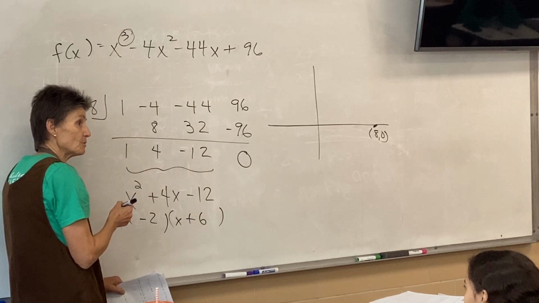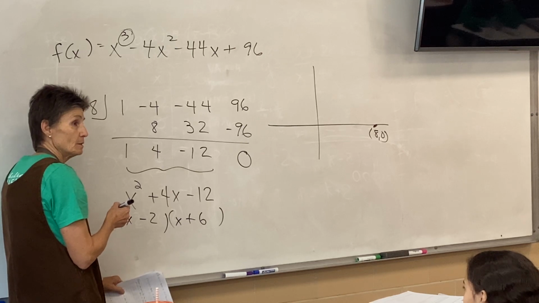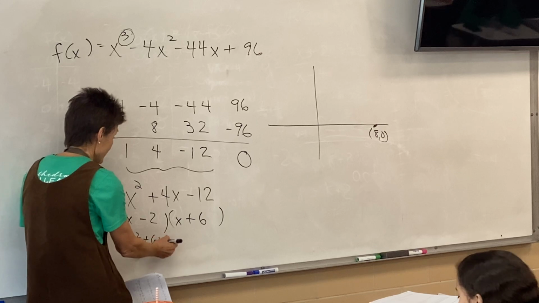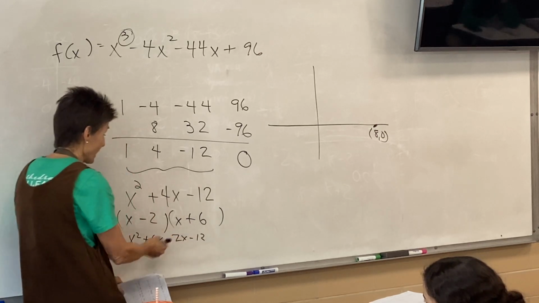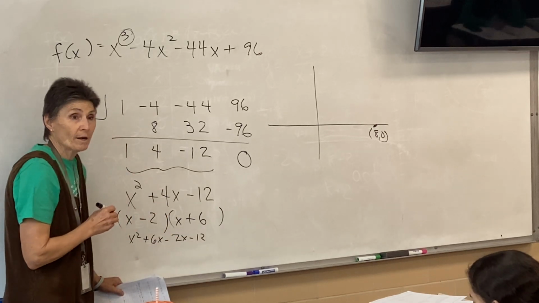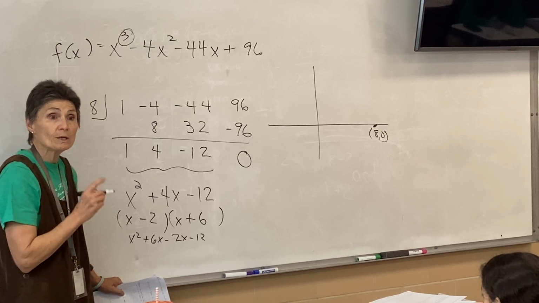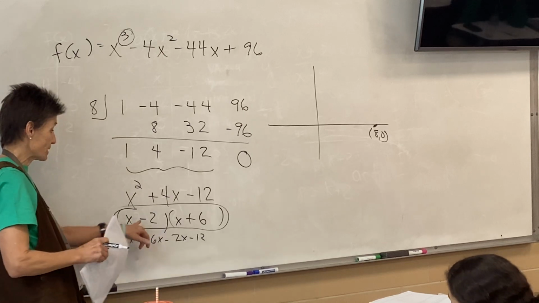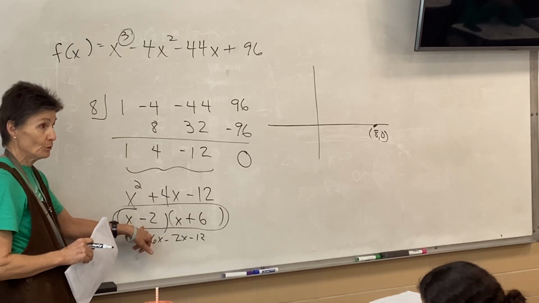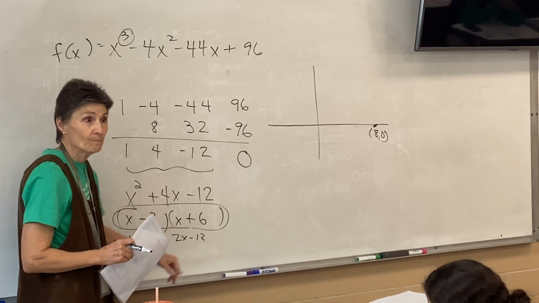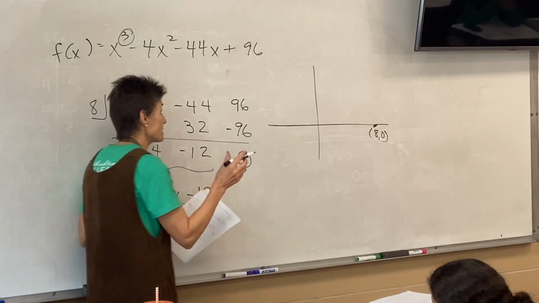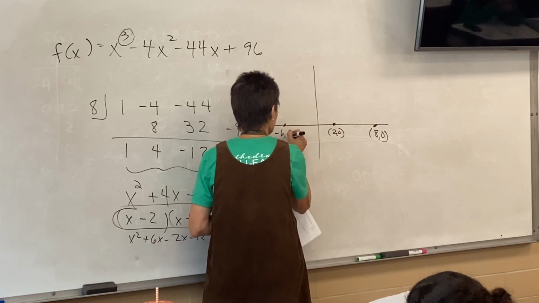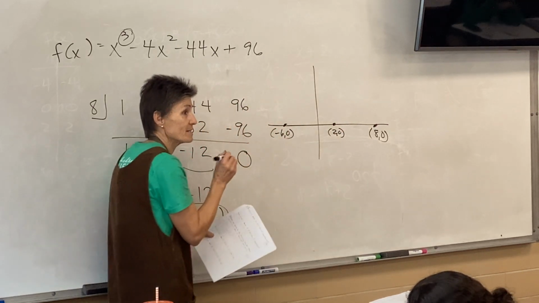How can I check that to make sure? Just FOIL it out, make sure it gives me what I want. So it's x squared plus 6x minus 2x minus 12. That looks right. So what are the other 2 zeros? These are your factors. What are the zeros that come out of that? 2 and negative 6. So you're not asked to graph this, but if you were, you'd have a dot at 2 and a dot at negative 6. These dots are the zeros.